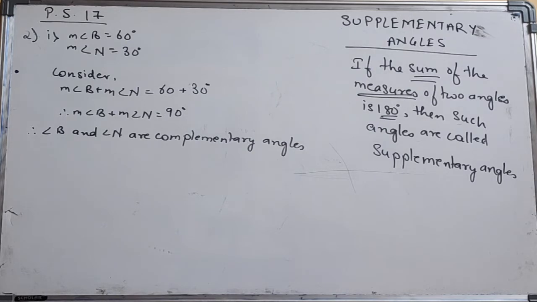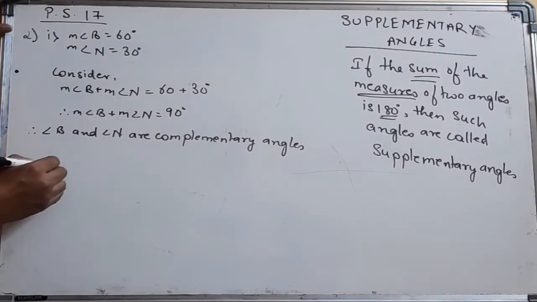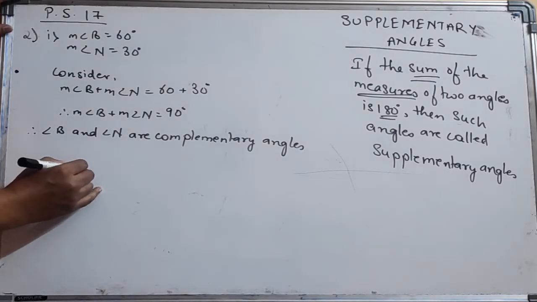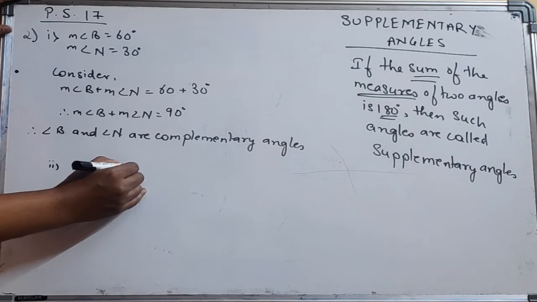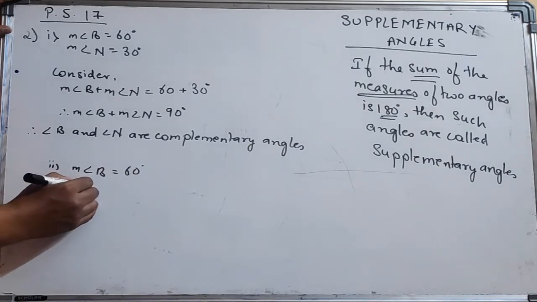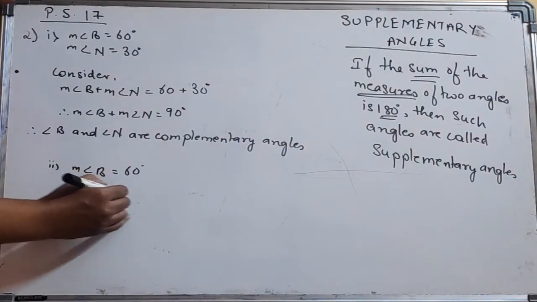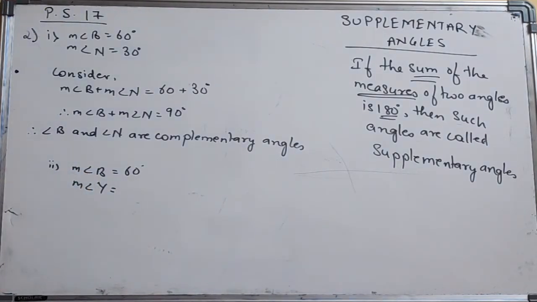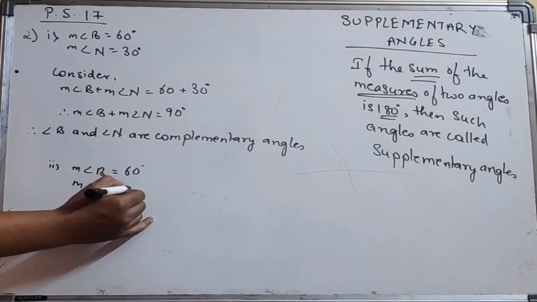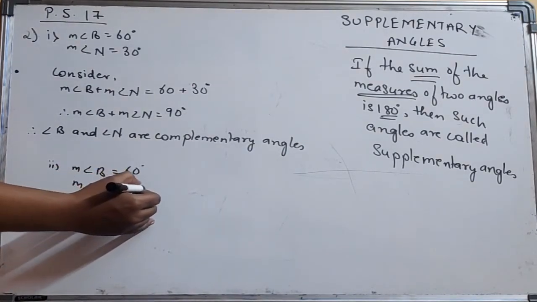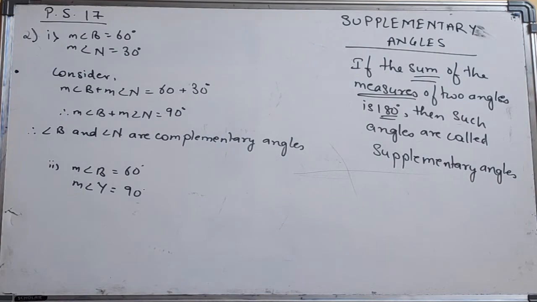Now what I'm going to do is with angle B, I'm going to keep on adding the other numbers. So next I'm going to take with measure of angle B, B is 60 degree, and the next angle I'm going to take is angle Y. Angle Y is 90 degree. Okay, I'm going to do the same thing. I'm going to add and check what is the total of these measures.